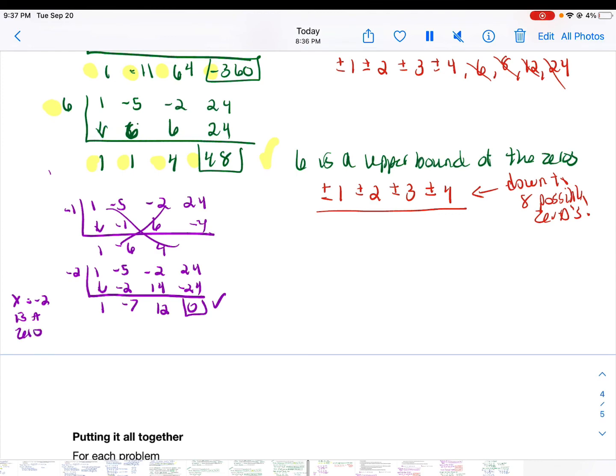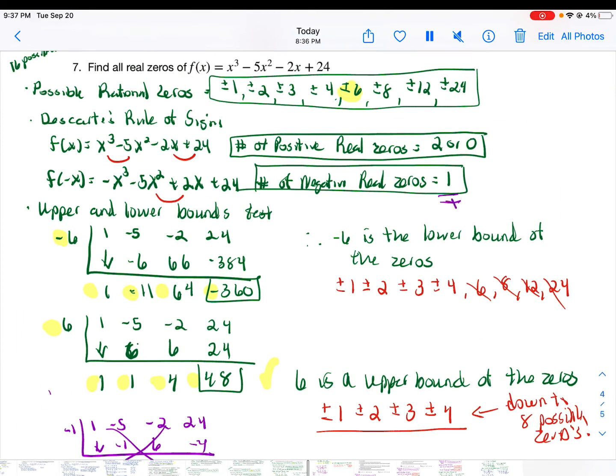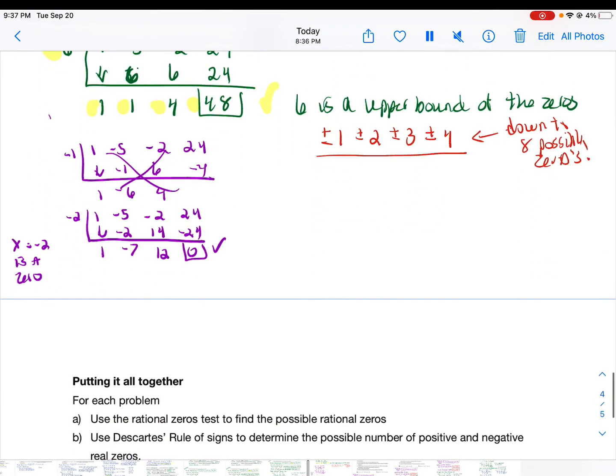And it is a negative 0. And by Descartes' rule of signs, we only get one negative, so I won't have any more negatives. And I started with an x cubed, so that means that this is now x squared. So I'm going to put my x's back in. I got x squared minus 7x plus 12.